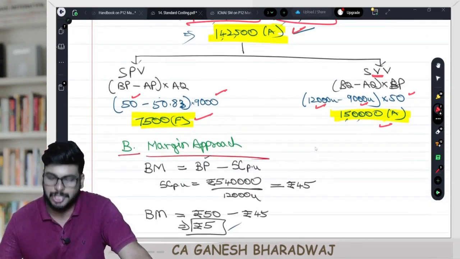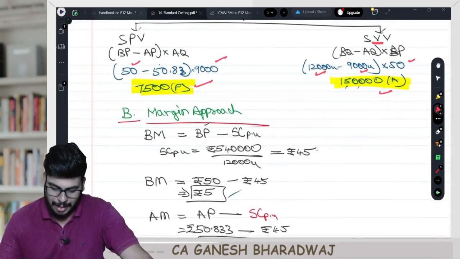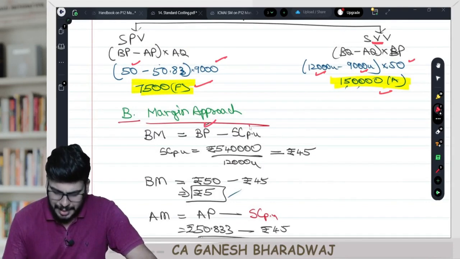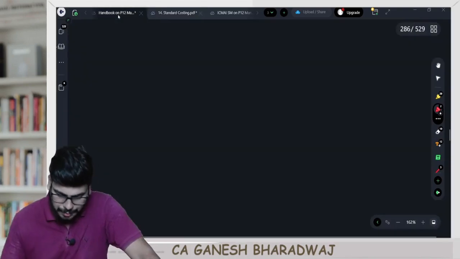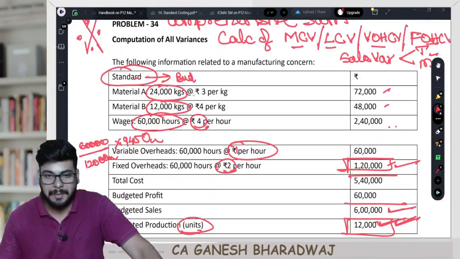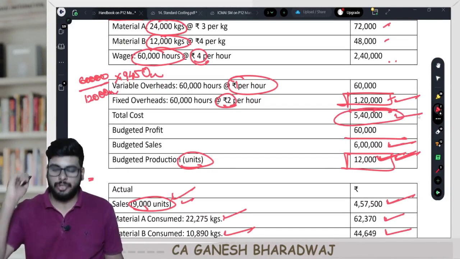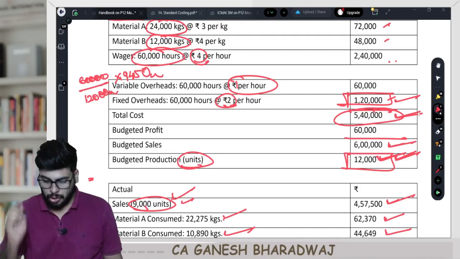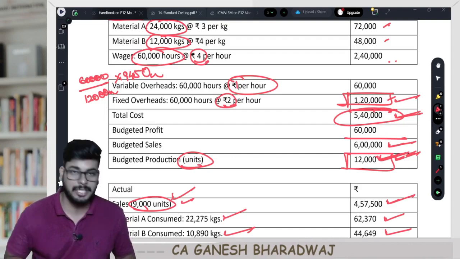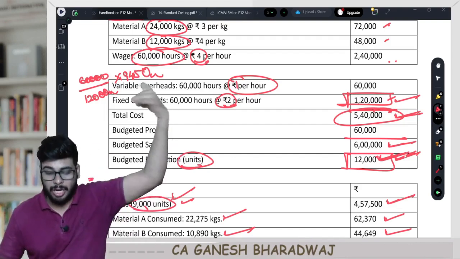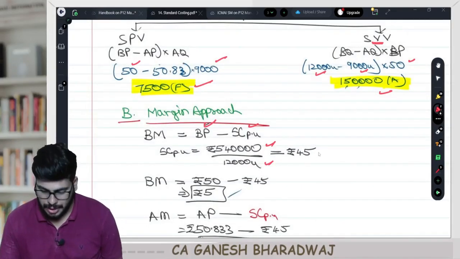Now looking at it from a margin approach, instead of price, I need to use margin. Now how will I calculate the budgeted margin? It's the budgeted selling price minus standard cost per unit. Now sir, what is standard cost per unit? Very simple. Look at this. In my budgeted data, what was the total cost that I planned? I was allowed to incur 5,40,000 rupees of total cost to produce 12,000 units. So 5,40,000 divided by 12,000. Per unit, what is the cost that you are allowed to incur? 45 rupees.